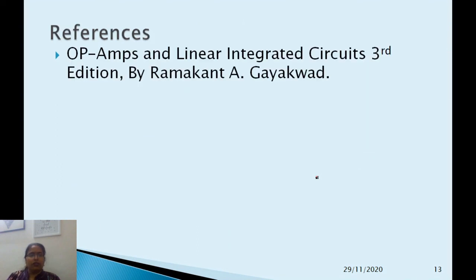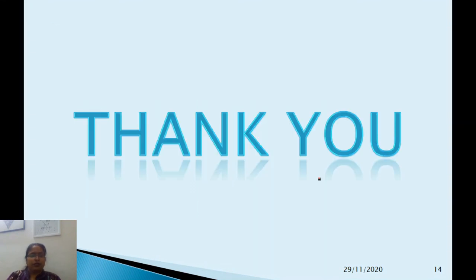So this is the reference that I have taken from this Gaikwad book, 3rd edition. So this is all about the second configuration, that is dual input unbalanced output. If you have any query, any question, you can write in the chat box or in the comment box. Thank you.